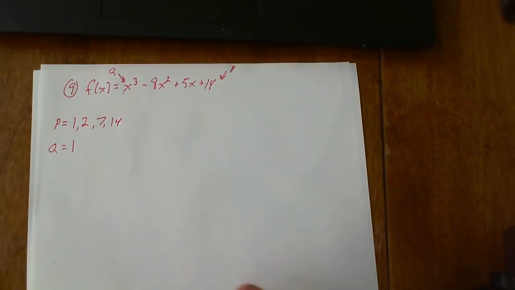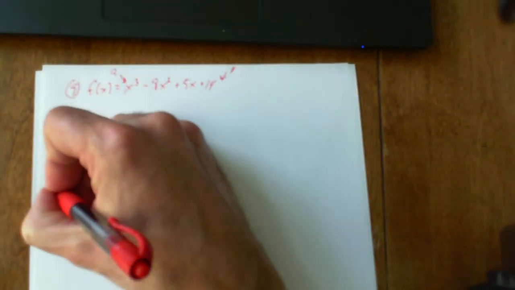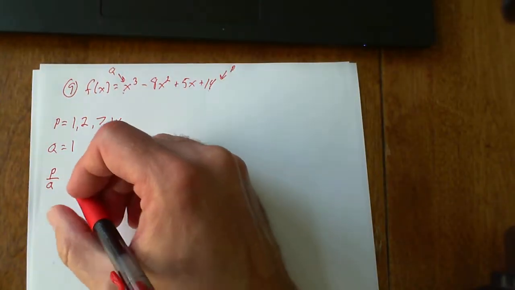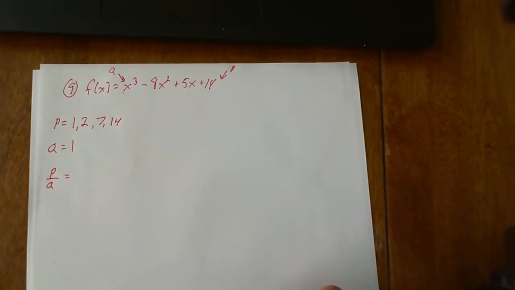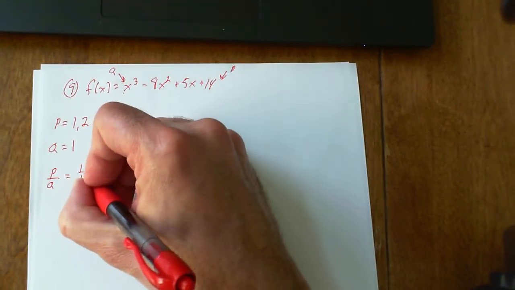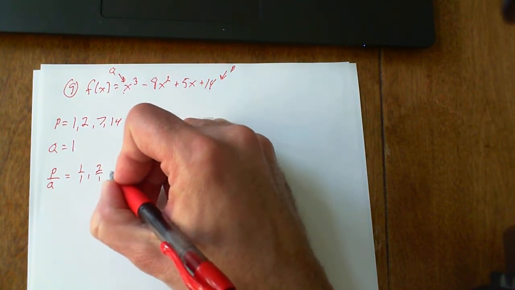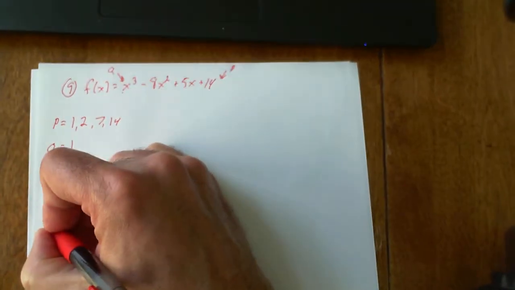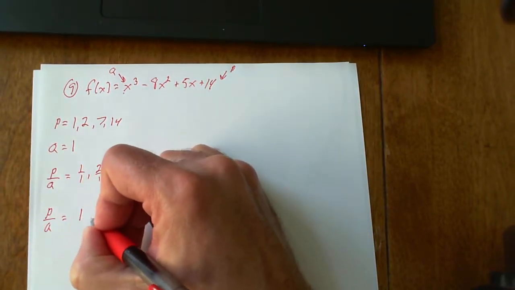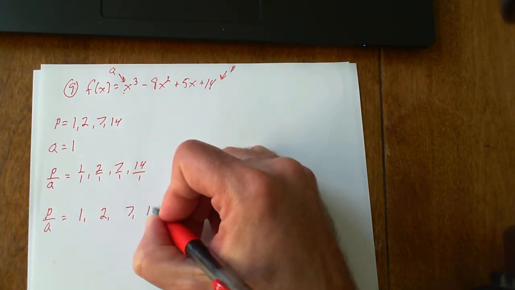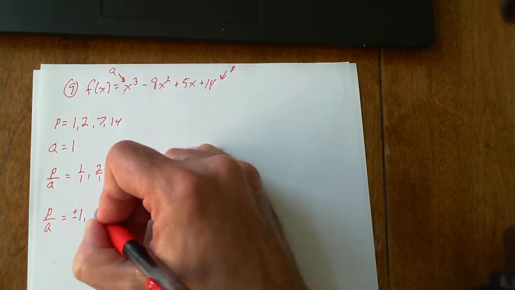Now, what's our next step? Remember, we're trying to figure out what this is divisible by, right? We want to do every single number. We just want to simplify it. So here we go. Let's do P divided by Q: 1 divided by 1, 2 divided by 1, 7 divided by 1, and 14 divided by 1. Simplified, that'll be 1, 2, 7, and 14. Make sure you put the plus and minus.